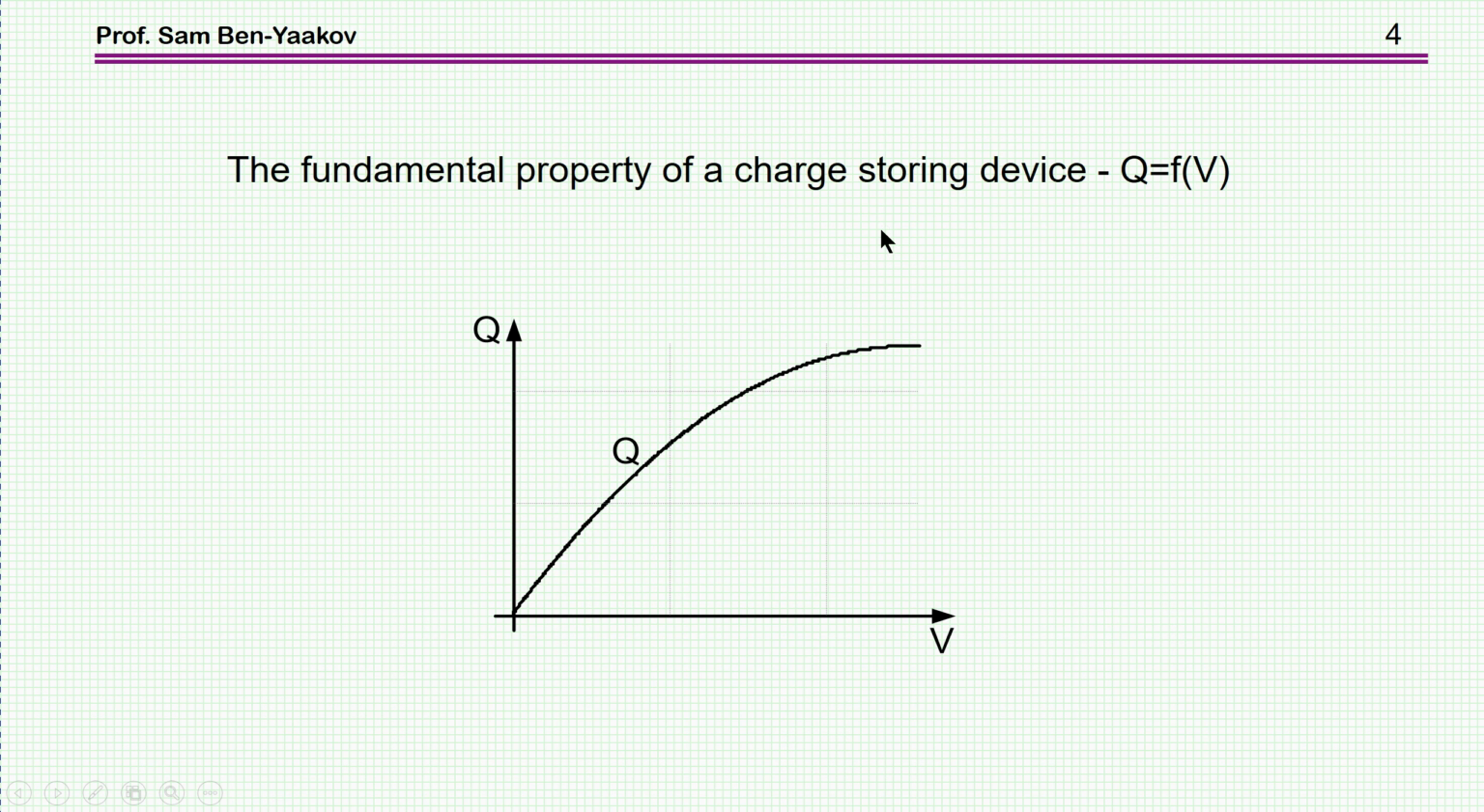Now, the point that I would like to make in this video is that the most important property of a charge storing device, that is a capacitor, is the function of charge as a function of voltage, which in the general case for a nonlinear capacitor would look something like that. This is the charge, this is the voltage, and this is the relationship between the two. It's nonlinear. In the case of a linear capacitor, of course, this is a straight line. This is the most important point that you can start with.